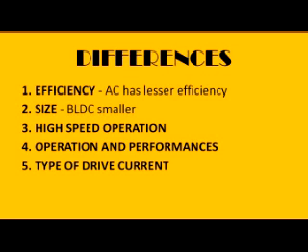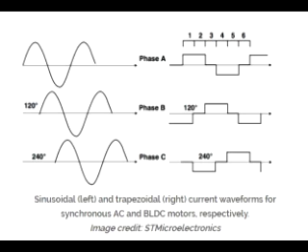And the last difference is the type of drive current. The type of drive current also has an effect on the amount of noise that the motor produces. The trapezoidal drive current used in BLDC motors tends to produce a greater amount of audible and electrical noise in comparison to sinusoidally driven synchronized AC motors.